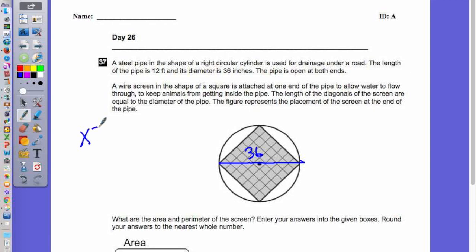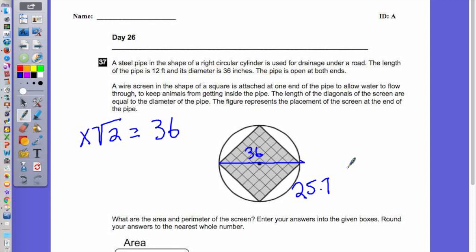So x radical 2 equals 36. 36 divided by basically 1.4 is 25.7. And 25.7 times 25.7, I get roughly about 661. Is that what you guys had? For the area, I got 648 inches.